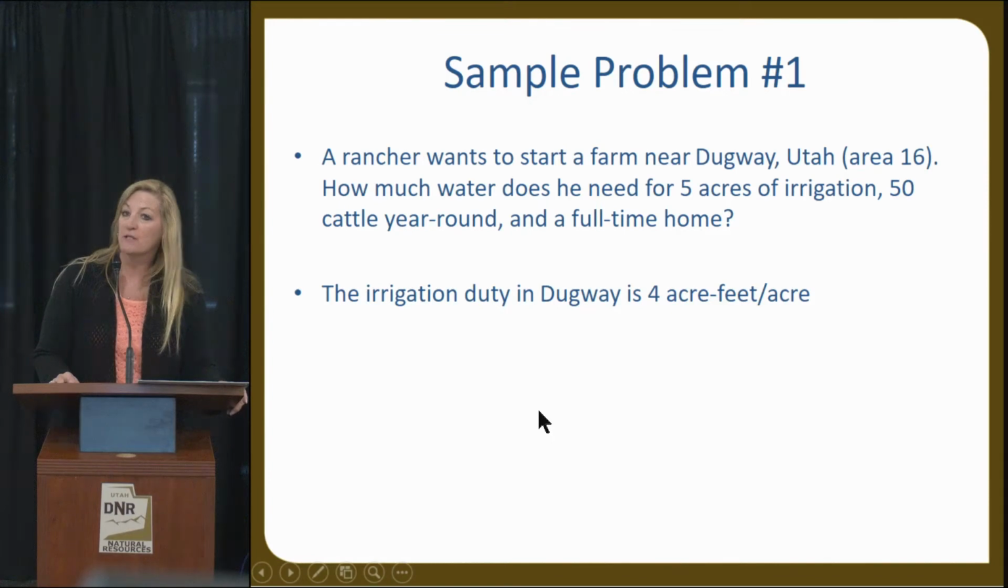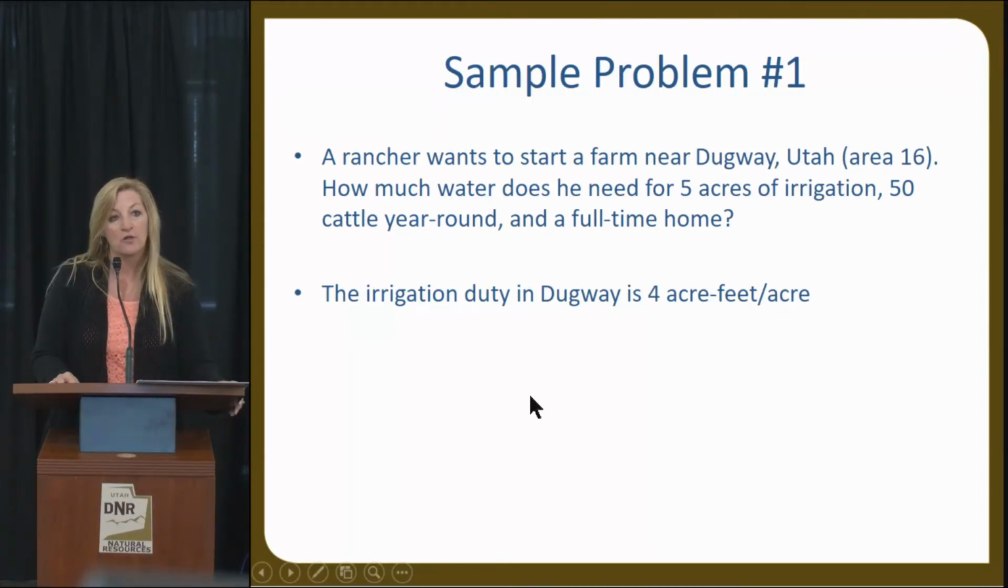Okay, so we're going to do a couple of sample problems. Again, we are going to assume for all of these sample problems the irrigation duty is 4 acre-feet per acre for the area we're going to be in. Say a rancher wants to start a farm near Dugway, Utah, which is in Area 16 or the West Desert. How much water does he need for 5 acres of irrigation, 50 cattle year-round, and a full-time home?